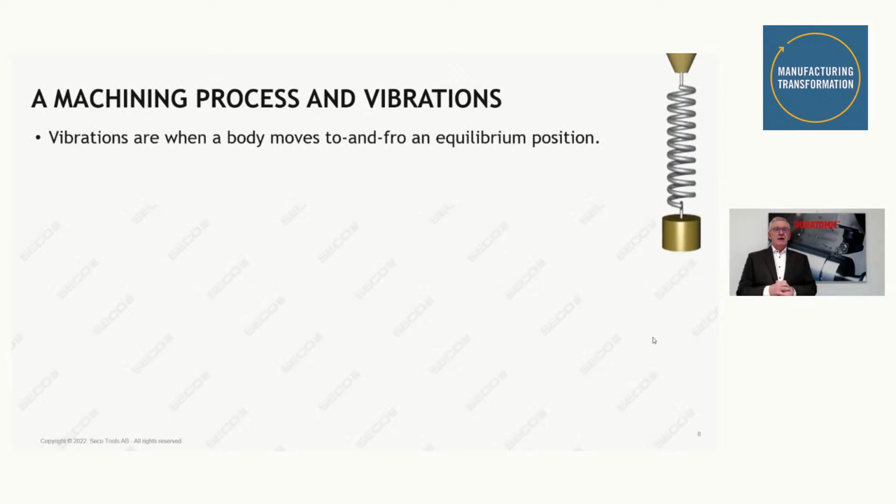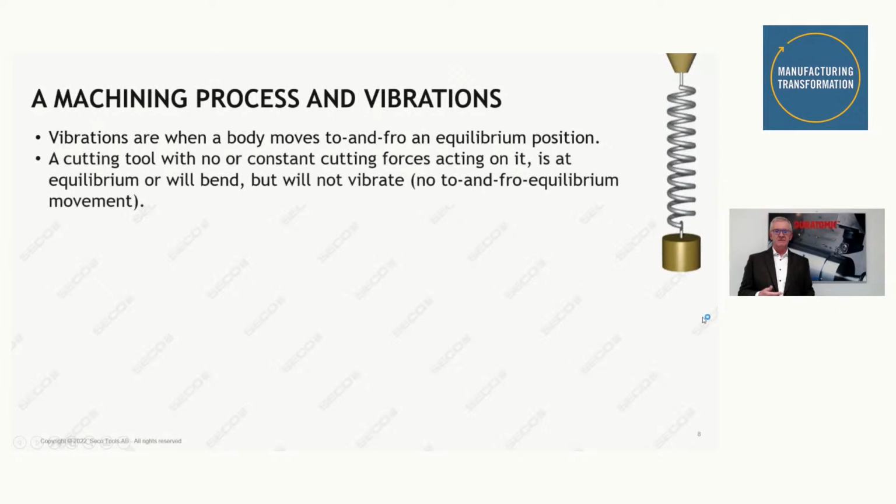A vibration is when a physical body moves to and from an equilibrium position, a position at rest. That's when we talk about an oscillation or a vibration. An oscillation is basically when the movement back and forth is rather slow, while a vibration indicates that the movement is rather fast.